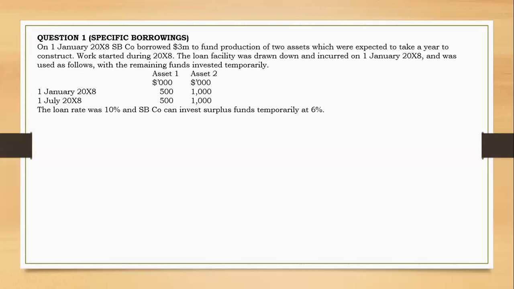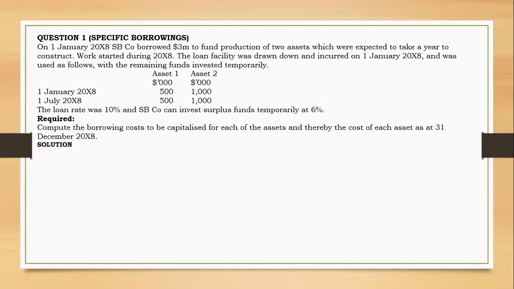Now, these are specific borrowings, and we said that for specific borrowings, you shouldn't worry about these funds invested temporarily. If funds are invested temporarily, you could just compute the borrowing cost and relate this investment income to the cost of the borrowing. Now, required: compute the borrowing costs to be capitalized for each of the assets, and thereby the cost of each asset at 31st December 2008.